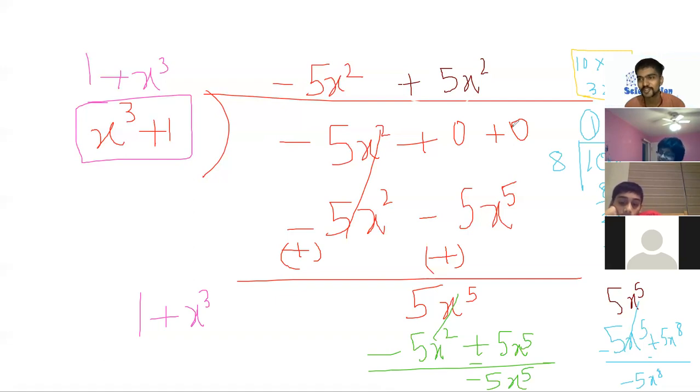Minus 5x squared plus 5x squared, minus 5x squared plus 5x squared, and you're still left with the remainder. It's a complete cycle of unnecessary boredom and work.